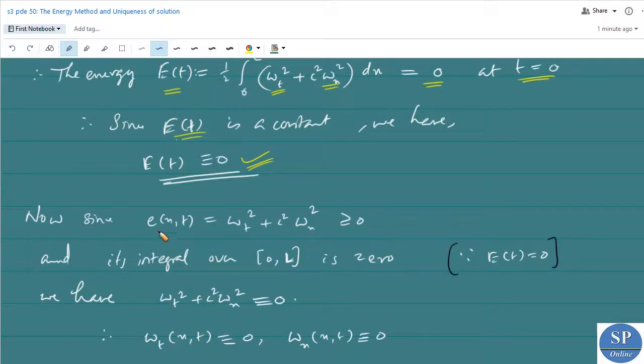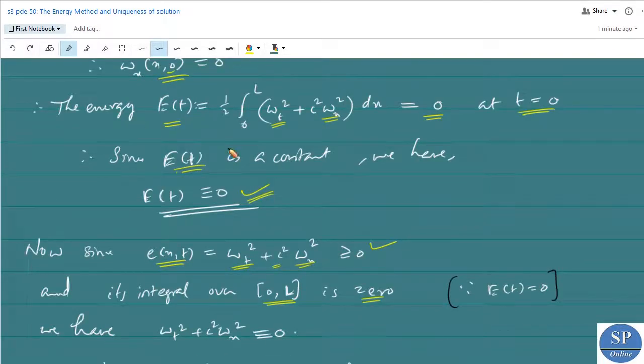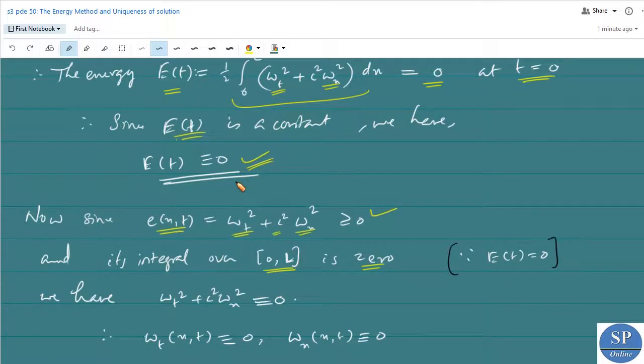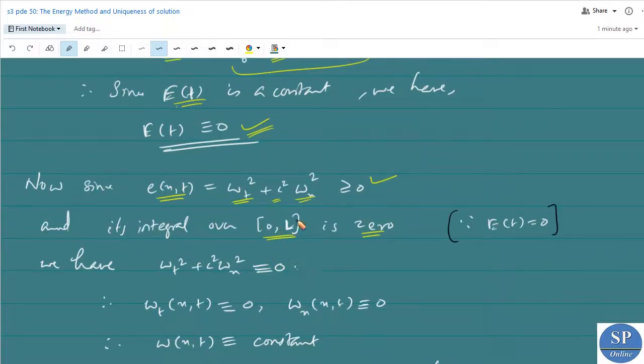Now, the function u(x,t), that is the integrand of this energy, w_t squared plus c squared w_x squared, is greater than or equal to 0, because each term is a square. So u(x,t) is greater than or equal to 0, and its integral over 0 to L is 0. We already obtained that E(t) is identically equal to 0. That means this integral is equal to 0 for all t, from 0 to L.